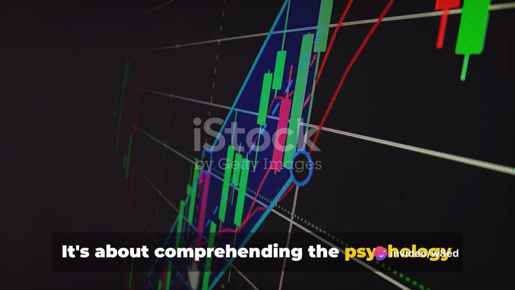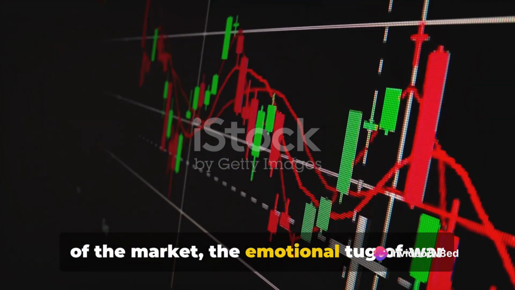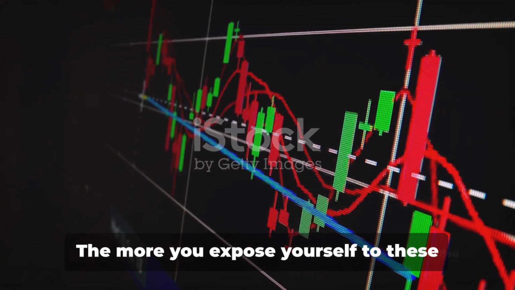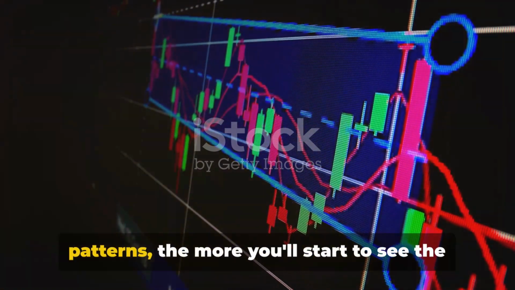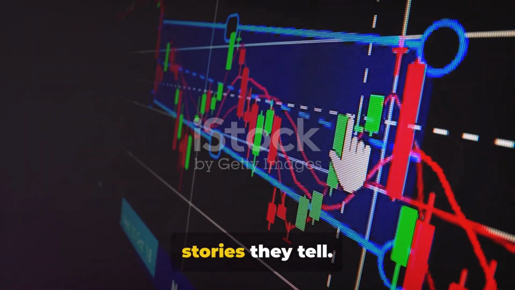You see, understanding these patterns is not just about memorizing their shapes and names. It's about comprehending the psychology of the market, the emotional tug-of-war between buyers and sellers. The more you expose yourself to these patterns, the more you'll start to see the stories they tell.